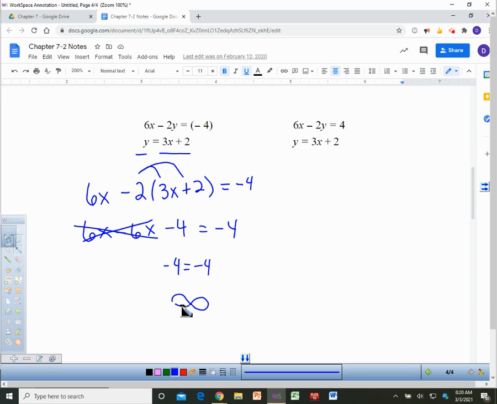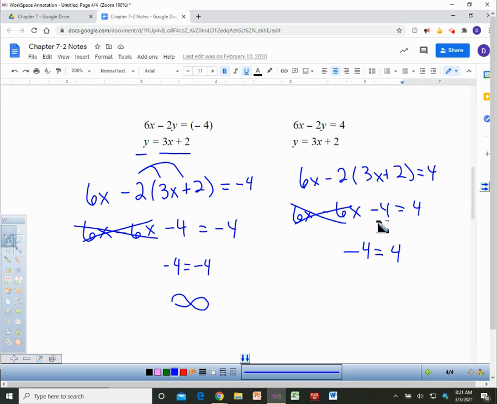If your letters disappear, okay, if you don't have any x's left or any y's left, your answer is either no solution or it is infinite solutions. Like this one, same concept. You're going to have 6x minus 2 times 3x plus 2 equals 4. 6x minus 6x minus 4 equals 4. That cancels out. Does negative 4 equal 4? No. That is going to be an example of no solution.